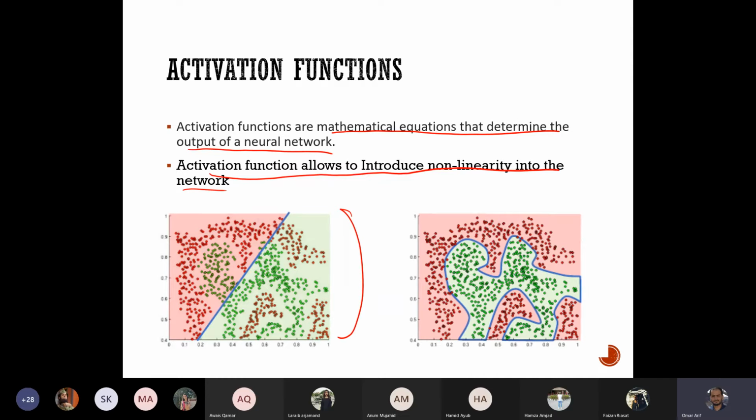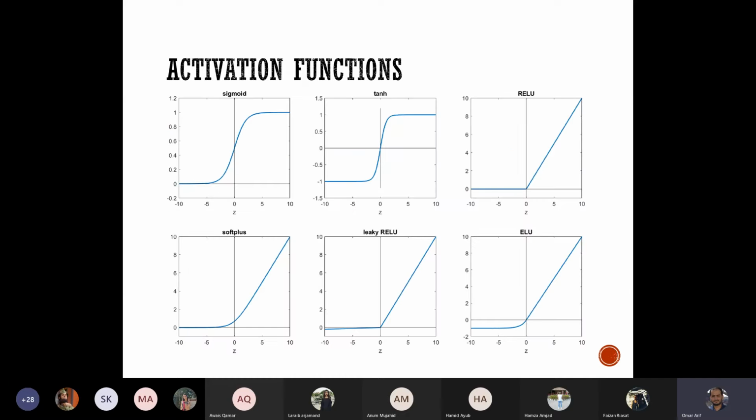So if you do not have these activation functions, these non-linearities applied to your neuron, you will never be able to get a non-linear decision boundary. And it's not just the activation function. You also need to add more layers and stack multiple neurons to get a nonlinear boundary. But this activation function is also important. And there are multiple options that you can use for the activation function.